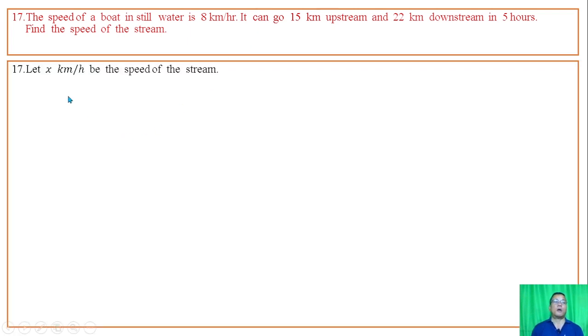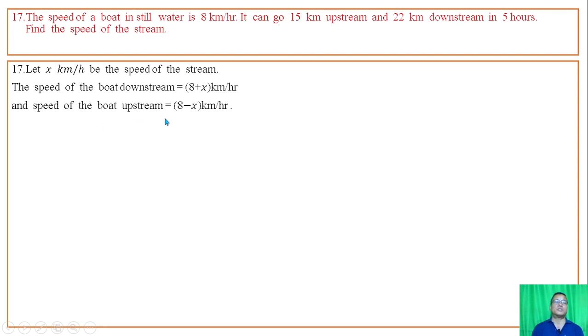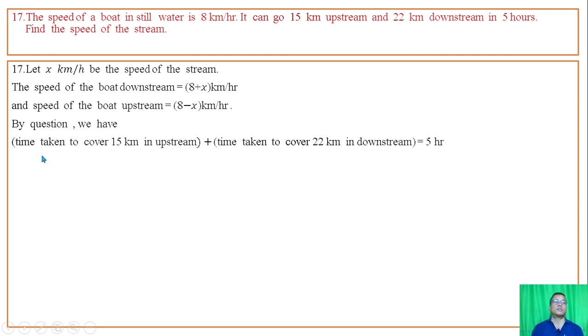Let x kilometer per hour be the speed of the stream. The speed of the boat downstream is 8 plus x km per hour and the speed of the boat upstream is 8 minus x km per hour. By question we have time taken to cover 15 km upstream plus time taken to cover 22 km downstream, which is given as 5 hours. We have s by v, so 15 by 8 minus x plus 22 by 8 plus x equal to 5.